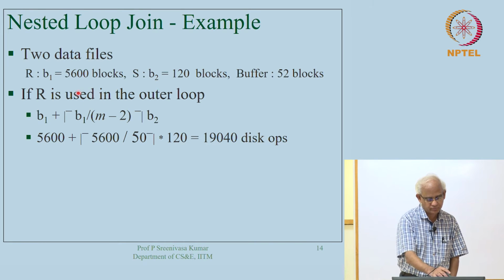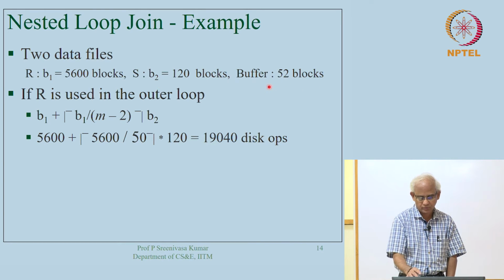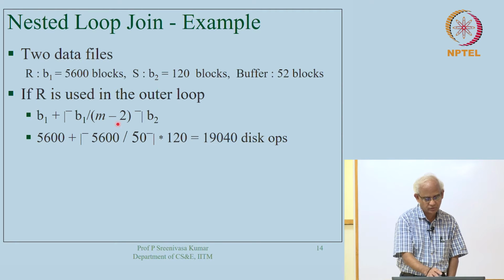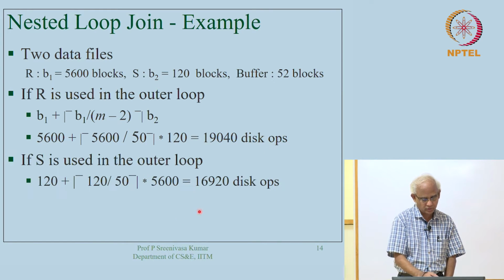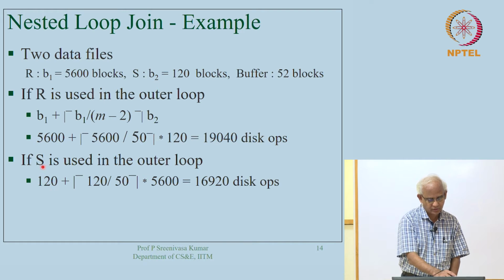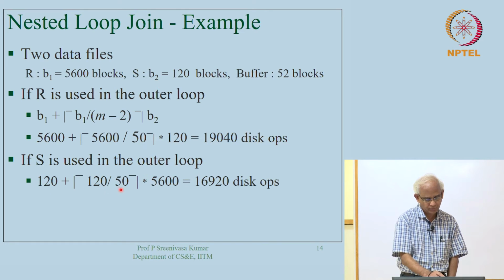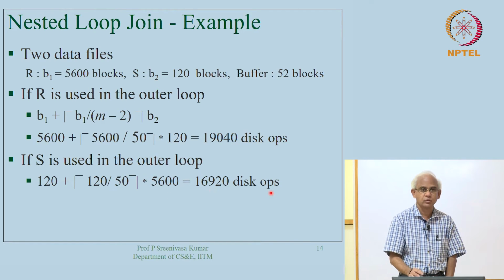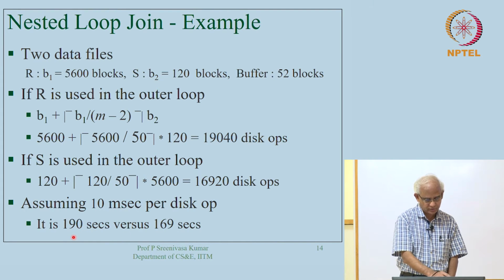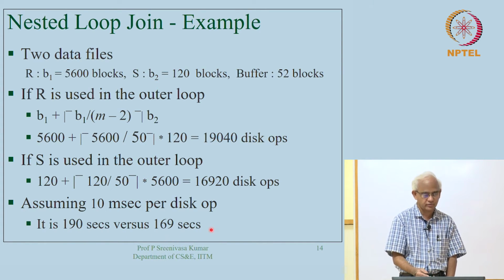So, here we have B1 has 5600 blocks and B2 has 120 blocks, and the buffer has some 52 blocks. Then you can see that if you substitute into these expressions, you will get either this many number of disk accesses, or if you take the S in the outer loop, then 120 plus 120 by 50 times 5600, so that many number of disk operations. You can verify this later. But there will be a slight advantage. It's 190 seconds versus 170 seconds.